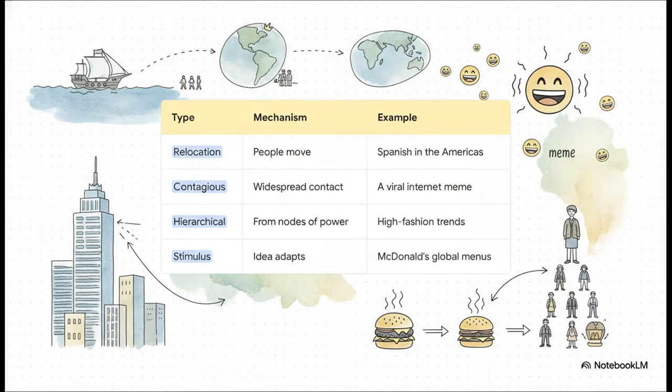So culture doesn't just sit still, right? It moves, it spreads, and geographers call this diffusion. The most obvious kind is relocation diffusion. That's when people physically move and bring their culture with them. But ideas can also spread on their own. Think about a viral meme. That's contagious diffusion, spreading to everyone nearby. Fashion trends that start in Paris or New York and spread to smaller cities, that's hierarchical diffusion from the top down. And my favorite is stimulus diffusion. That's where the basic idea spreads, but it changes to fit the new place, like how McDonald's has a completely different menu in India than it does in the US.